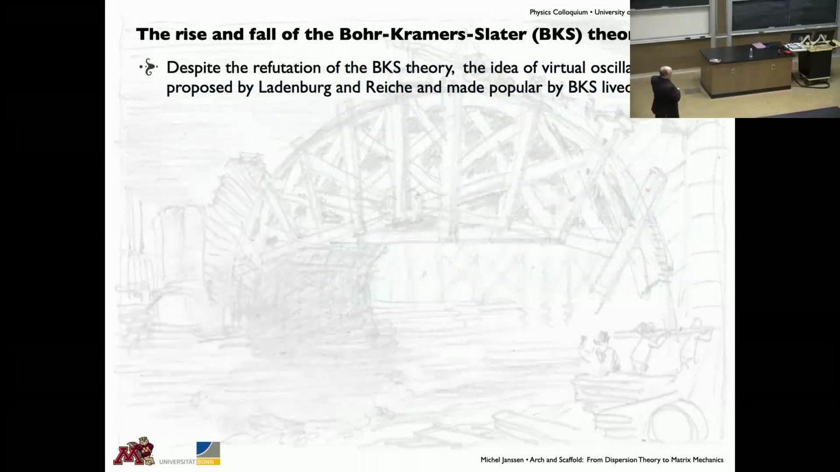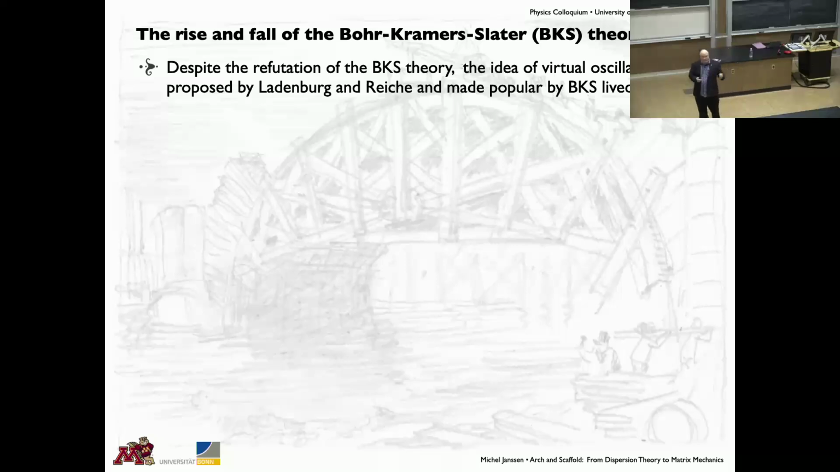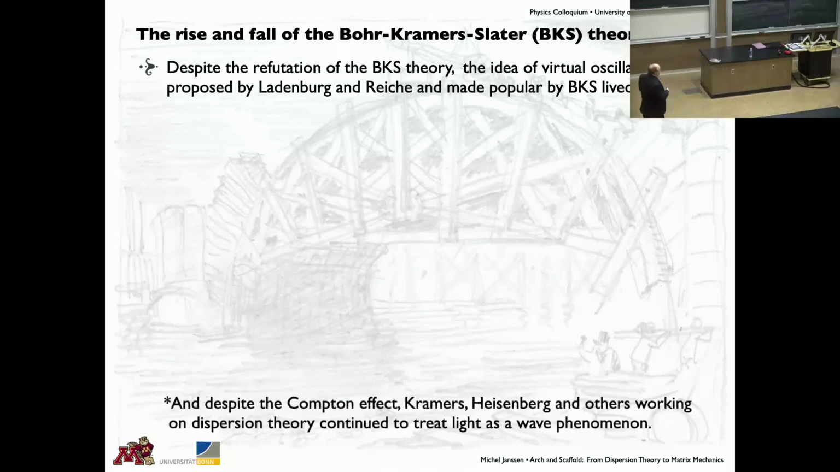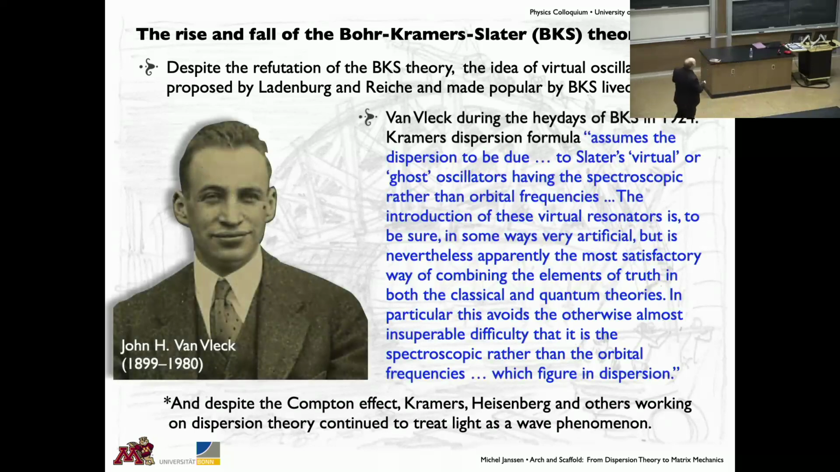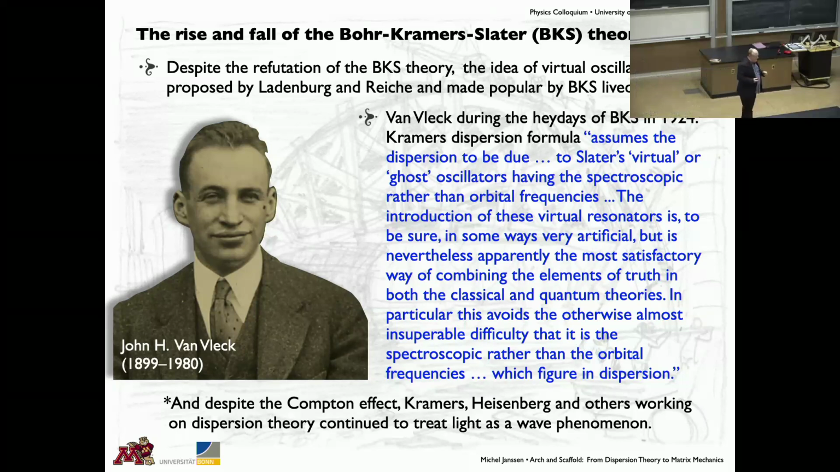Now, despite the refutation of BKS, this idea of these virtual oscillators just survived, okay? And I may add that, never mind the Compton effect, these people working on dispersion theory, Kramers and Heisenberg, just treat radiation as a wave phenomenon, right? And they also are not bothered by the fact that these virtual oscillators and the physical systems they belong to don't stay in the same place. And so I won't read you the quotes in the interest of time, but Van Vleck, both before and after the demise of the BKS theory, is saying, look, these virtual oscillators are artificial, but it is the only way to make sense of this idea that the frequencies are the transition frequencies and not the orbital frequencies. Okay?